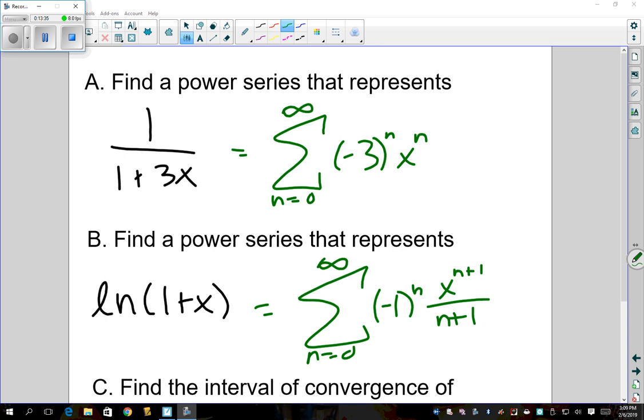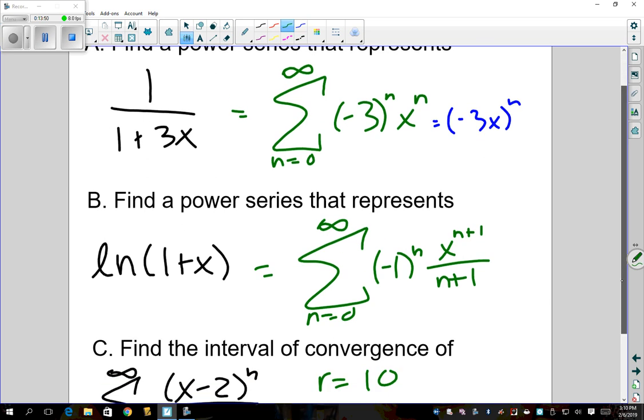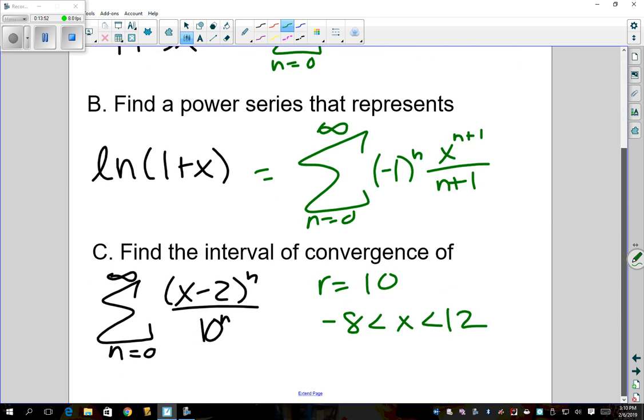So here are the answers. The first one is the sum from n equals 0 to infinity of -3 to the n times x to the n, or another way you could write this is just (-3x) to the n. Part B, we should get the sum from n equals 0 to infinity, -1 to the n times x to the n plus 1, all over n plus 1. And then the radius of convergence is 10, but your interval of convergence is from -8 to 12.